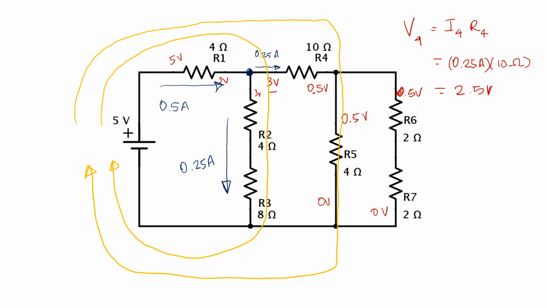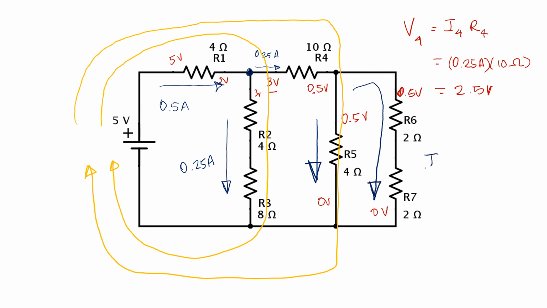So let's see how much I'm dropping then across this R5. I know what I'm dropping across R4. It's dropping 2.5. And so that means I have to drop half a volt across this R5. It's a 4 ohm resistor, so I can actually figure out which part of the current goes through the 5 ohm resistor and which part of the current's going to go over and go through the 6 and the 7.